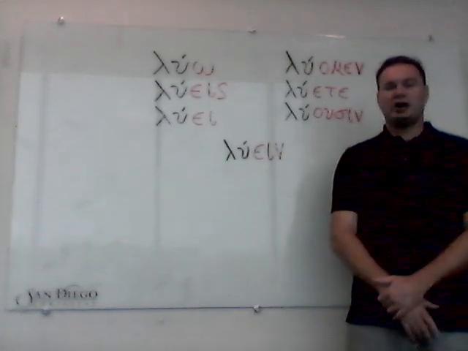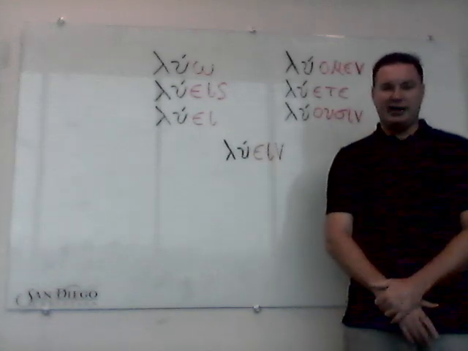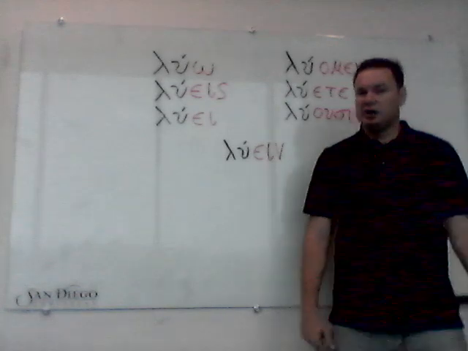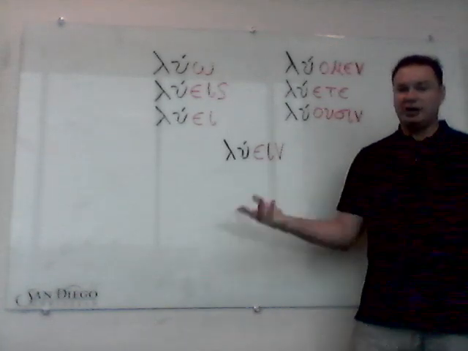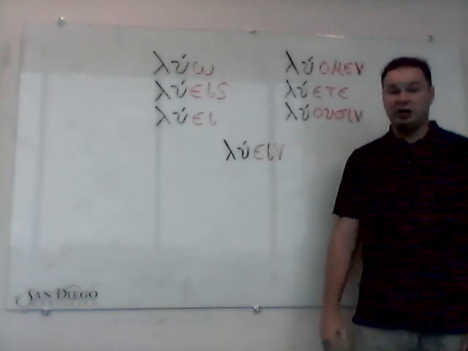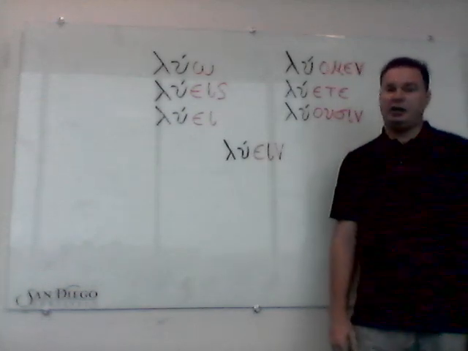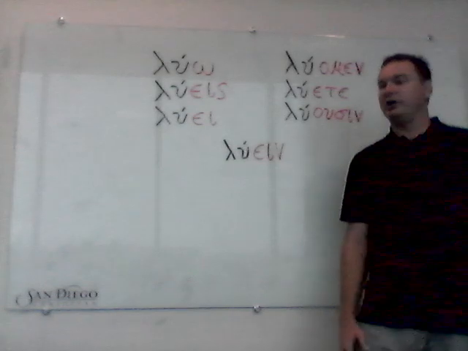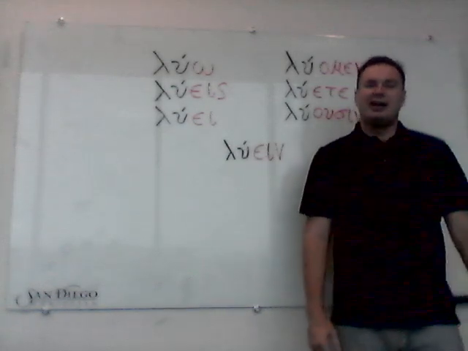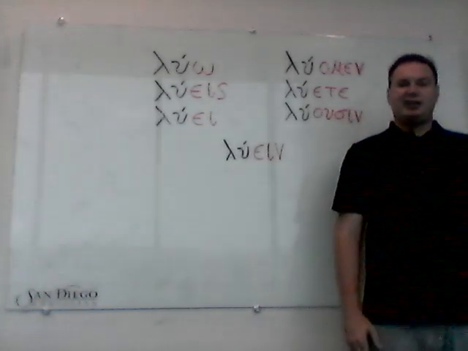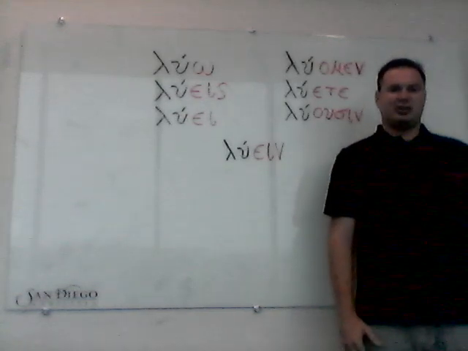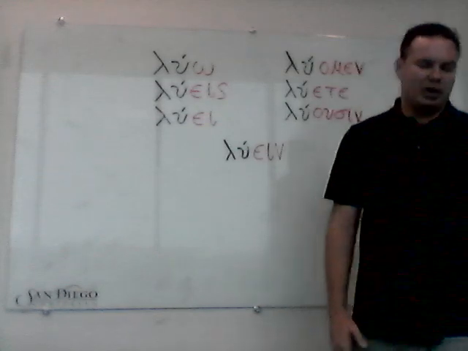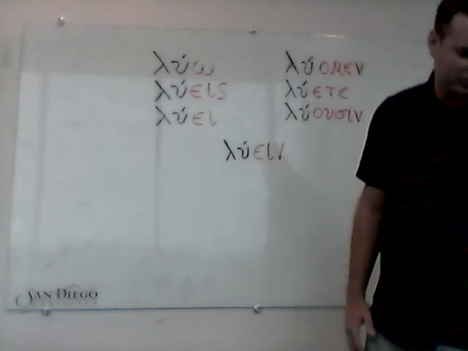But for now, if we're going to oversimplify the middle voice, it means that the subject is acting upon itself. So if I were to use the speaking illustration in the middle voice, I would say, I am talking to myself. Well, hey there, Professor Vic. Yo, how's it going? You know, that sort of thing. So once again, active is the subject acts, passive is the subject is acted upon, middle, the subject acts upon itself.